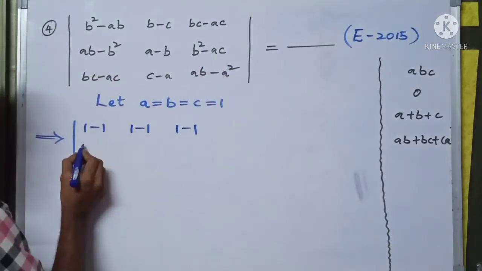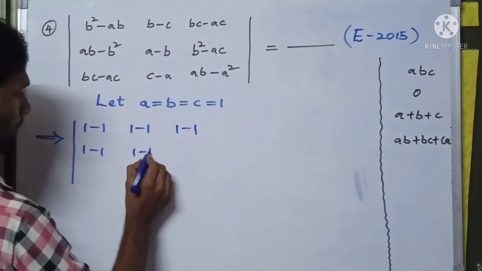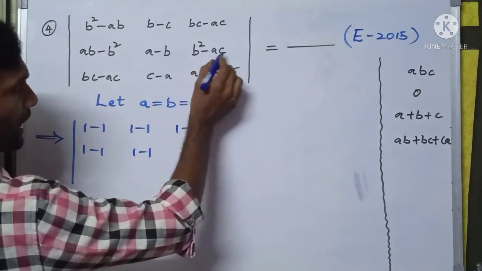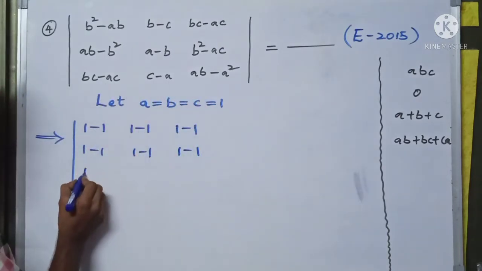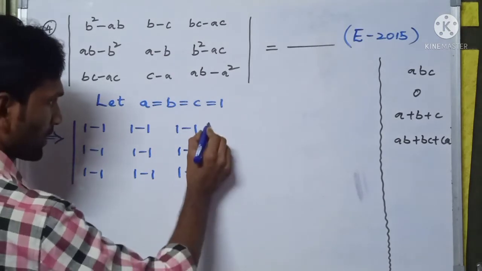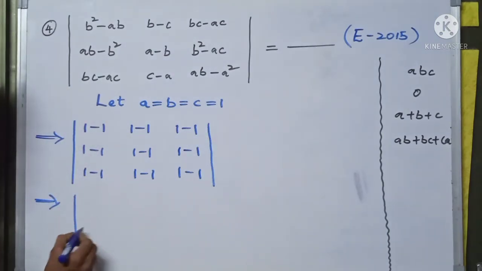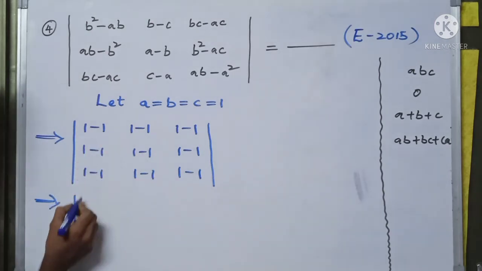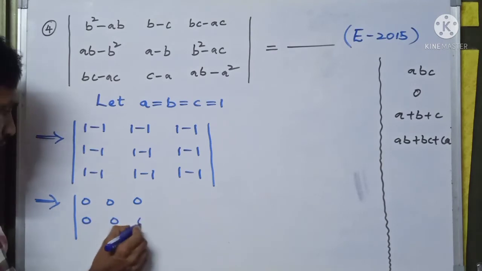Come to the elements of the second row. 1 minus 1, where A is 1, B is 1. 1 minus 1, where B is 1, A is 1, C is 1. And 1 minus 1. Come to the elements of the third row. 1 minus 1, 1 minus 1, 1 minus 1. Now the elements of the given determinant are like this: 0, 0, 0, 0, 0, 0.